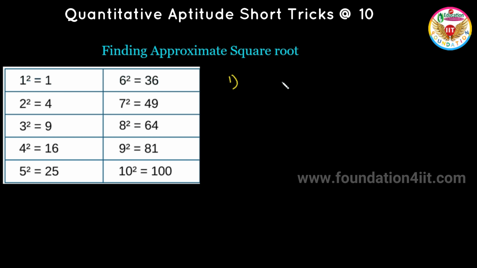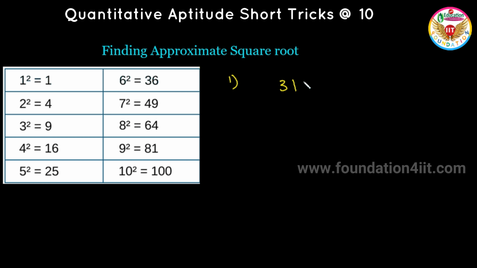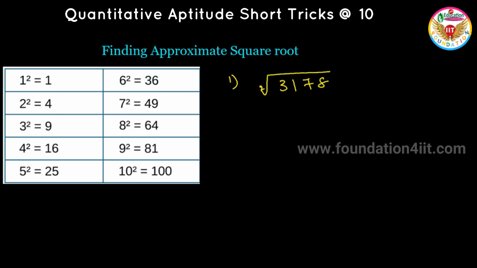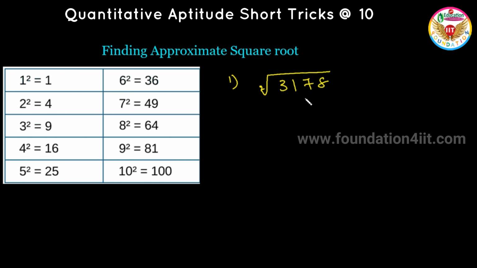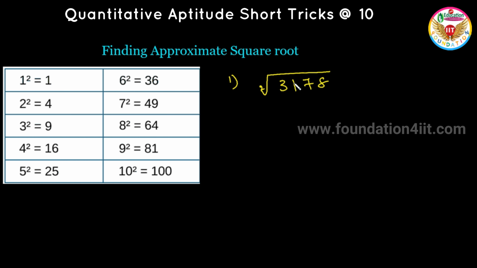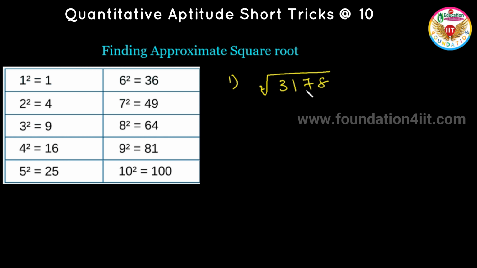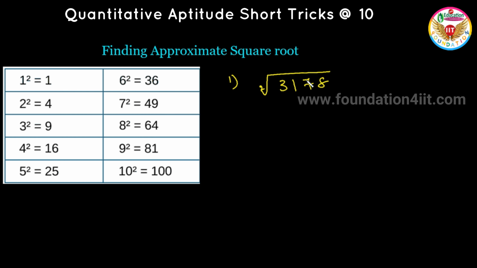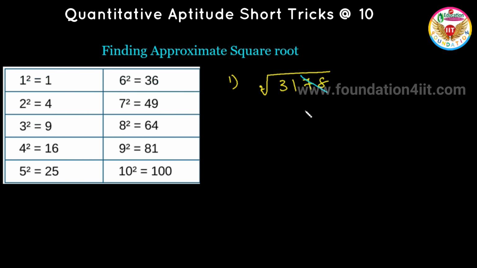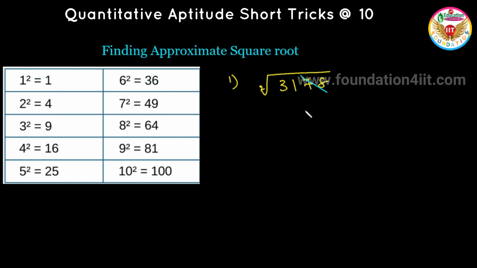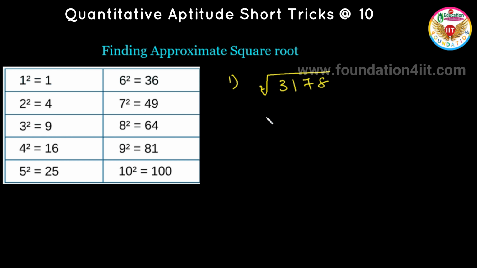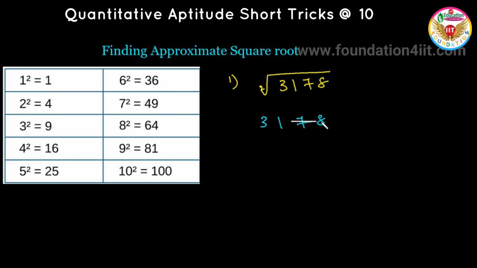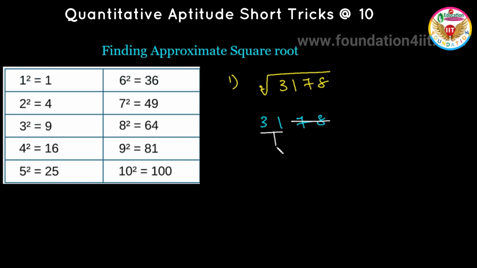Now they're asking to find the square root of, say, 3178. We won't find it accurately, just approximately, very close to the answer. In this type of sum, you can forget that this is not a perfect square. Leave the units and tens place. From this number just remove the units and tens, that means 3178, units and tens you can neglect, just take it as 31.